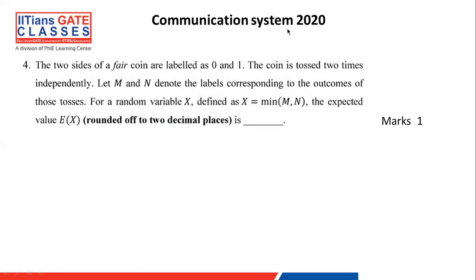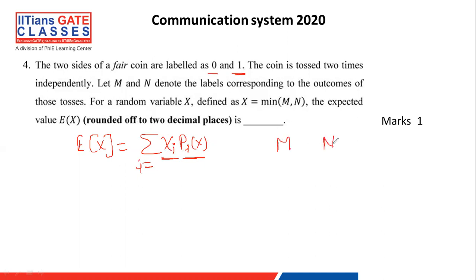So here we need to find out the expected value of X, which is given as the summation of x_i p(x_i), where i varies based on how many samples you have. Here we have only two values, 0 and 1. So let's write them as M and N, and they can take four different values. So there will be four different possibilities: 0 0, 0 1, 1 0, and 1 1. Now what will be the X? X is nothing but the minimum of M and N.